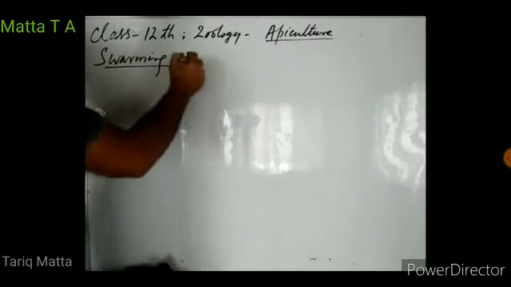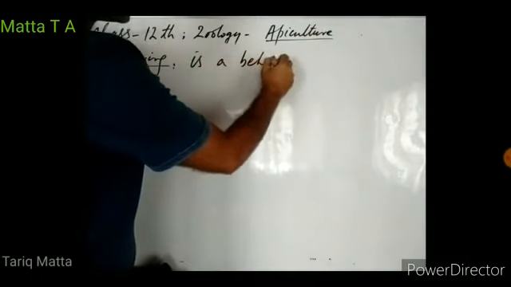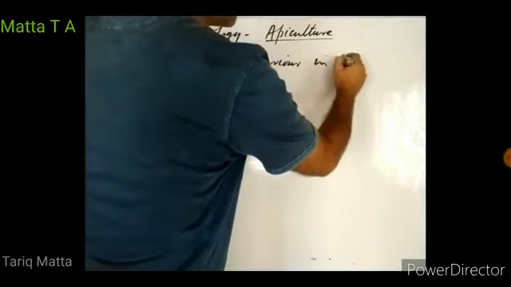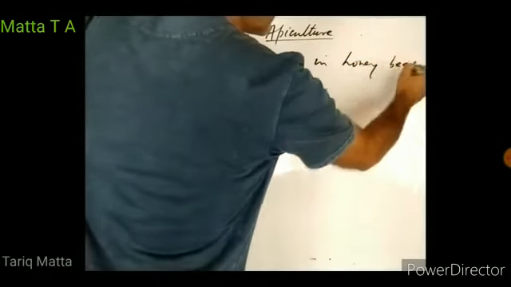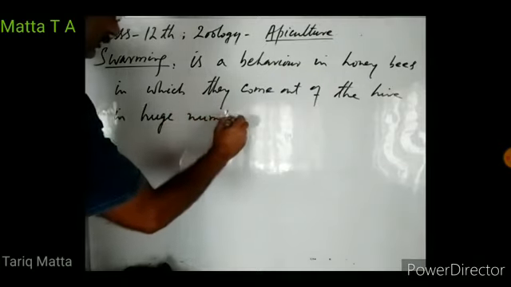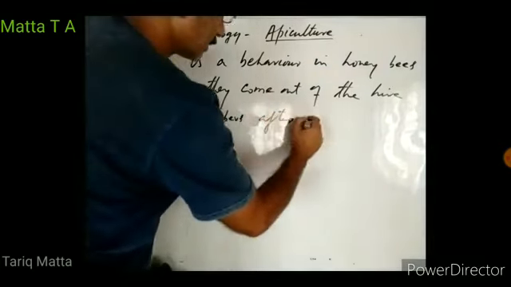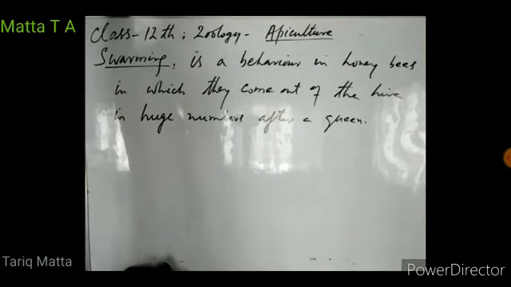So what is swarming? Swarming is a behavior in honeybees in which they fly, they come out of the hive in huge numbers after a queen.